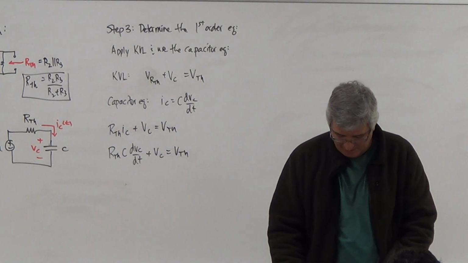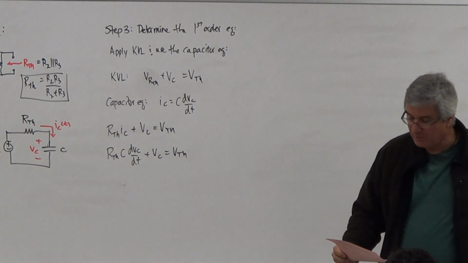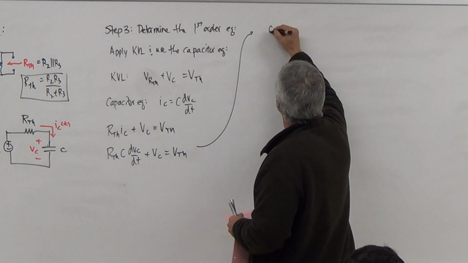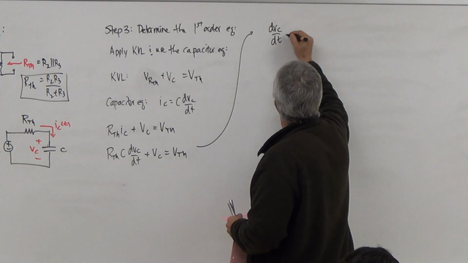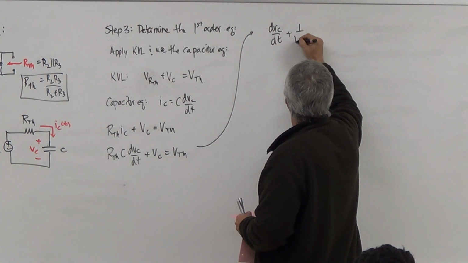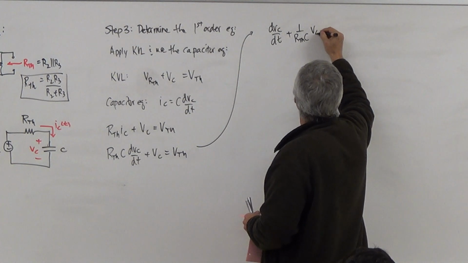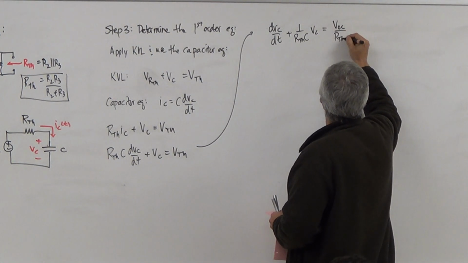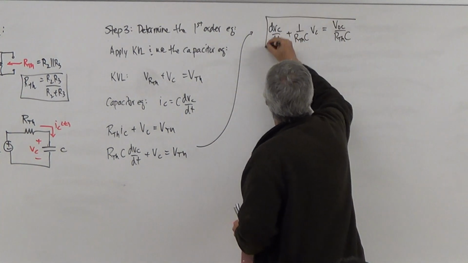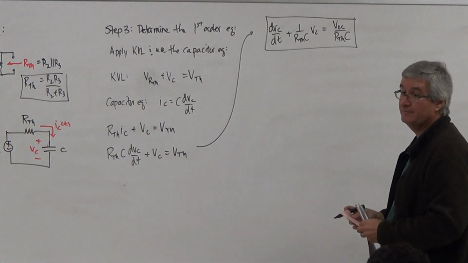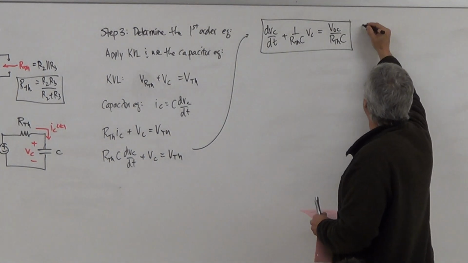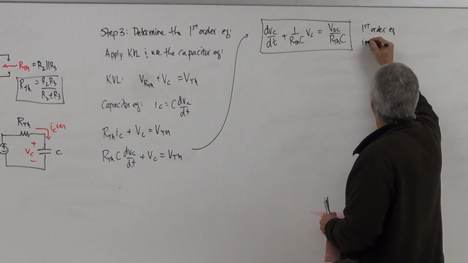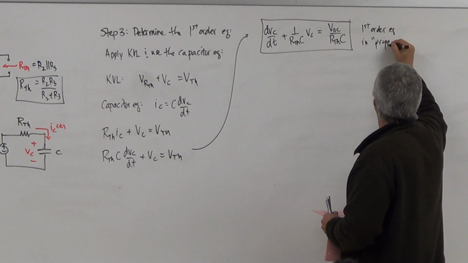So if I look at this guy here, the common thing that we do is take this and write it as dVC/dt plus 1 over RTH C VC equals VOC over RTH C. This is our differential equation right there. This is what we call our first order equation in proper form.